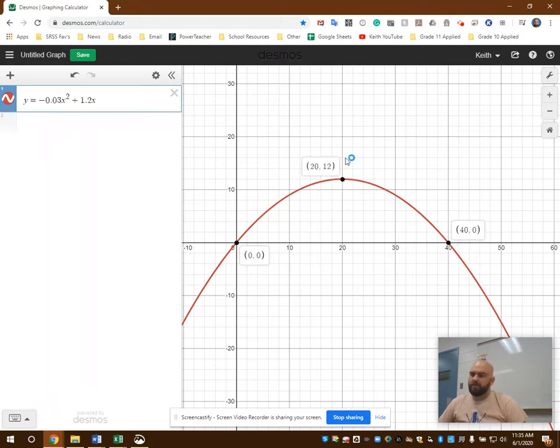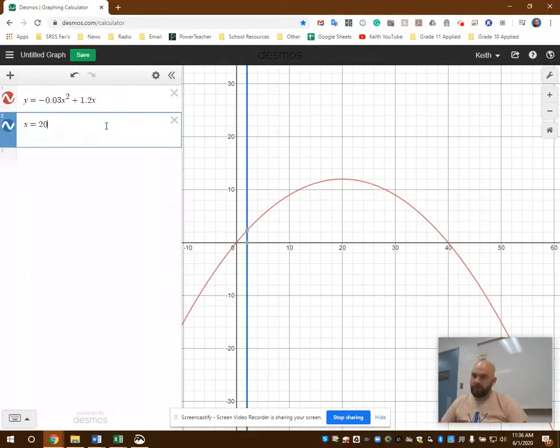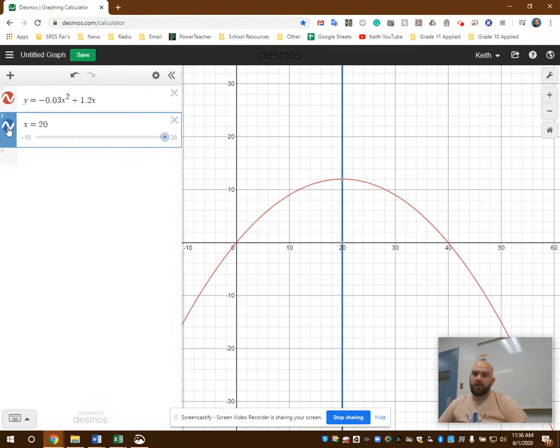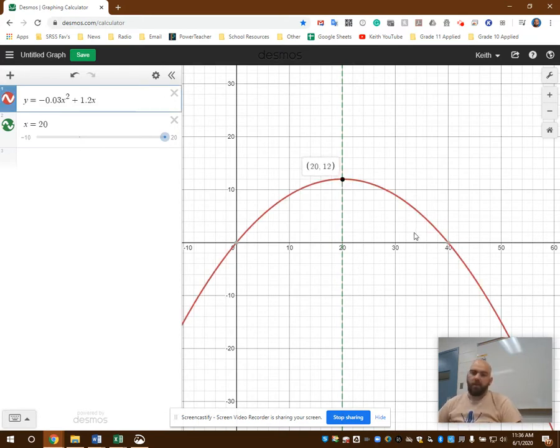If I type the vertex here at 12, we know that x equals 20 is going to be our axis of symmetry. So I'm going to put that in right away, and so it's on there. If I were drawing it out, I would also make sure to label that.